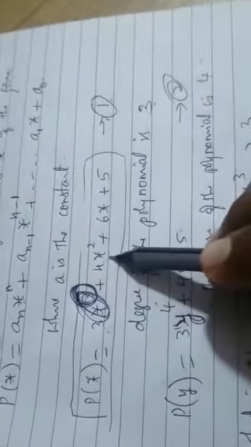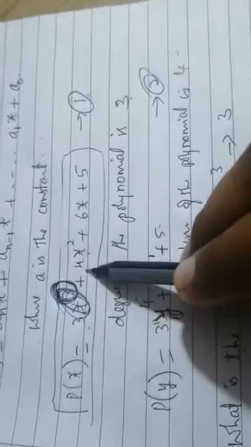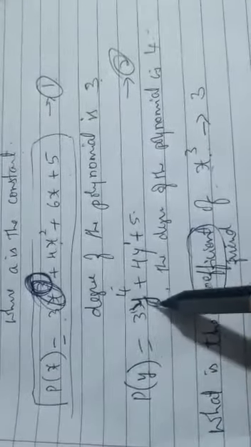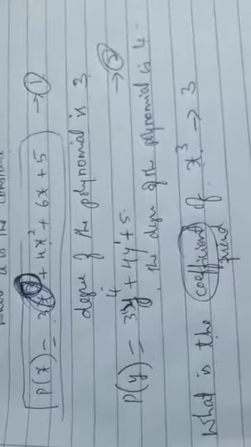The same way, if I ask what is the coefficient of x square, the coefficient of x square is 4. The coefficient of x is 6 in this equation. If I consider equation 2, what is the coefficient of y to the power 4? That is 3.